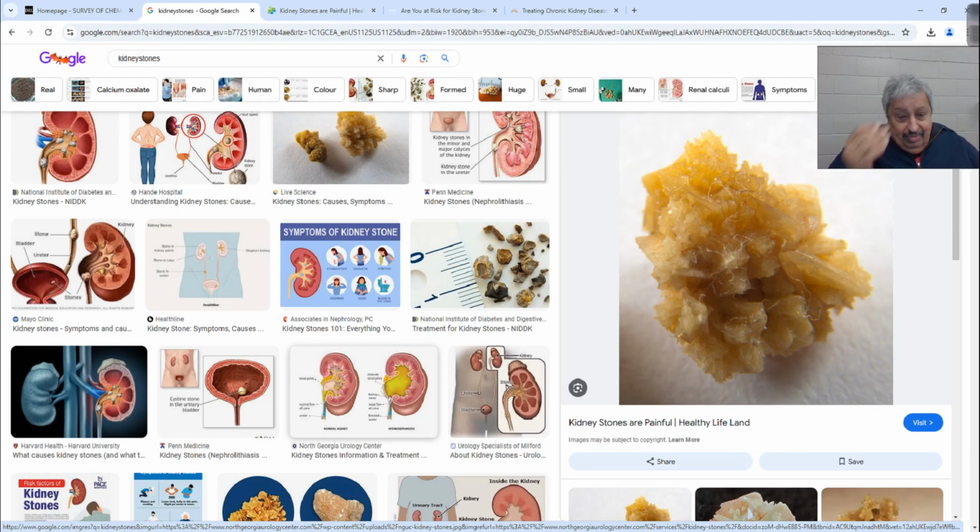So sharp. So let me show you where they can end up. I think they end up in the canal of the kidney. Where is it?